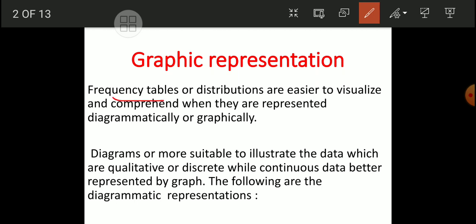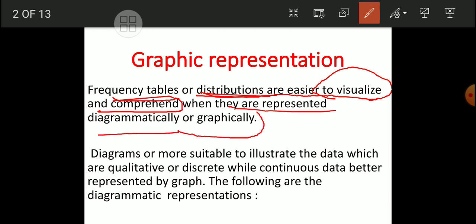Frequency tables or distributions are easier to visualize and comprehend when they are represented diagrammatically or graphically. So whatever data is with us, when we want it to be easy to visualize and comprehend, it is to be represented diagrammatically or graphically.